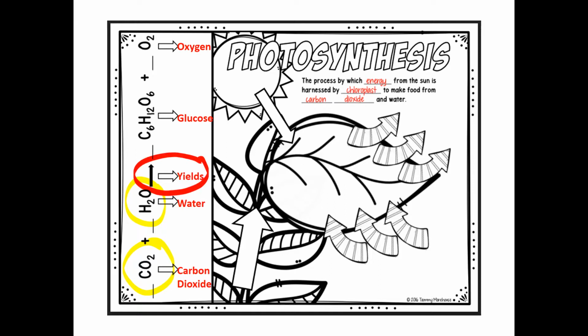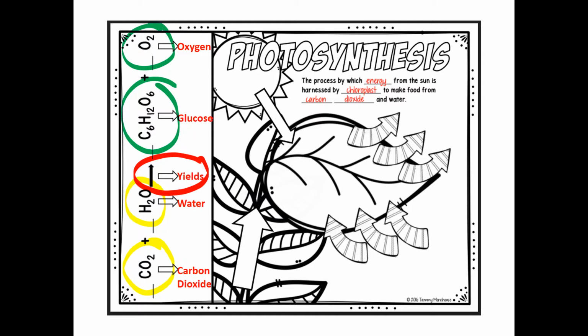This is kind of like in math, right? When you do 5 plus 1 is equal to 6. Yield is kind of like the equal sign, except when we're talking about chemical reactions, we use an arrow and we say yield. And then at the end, I have my products. My products are going to be whatever is produced in the reaction. So photosynthesis is going to produce glucose and oxygen. And of course, this is all happening in the chloroplast, right?